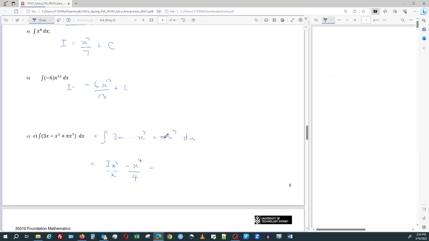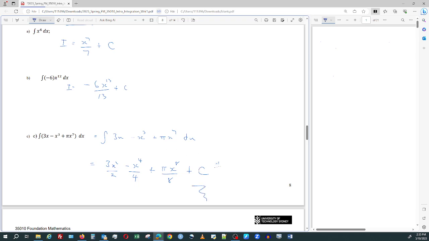Pi is not a variable, it's a constant, so it stays as a constant. x7, 7 goes up and under. Sorry, I don't know why I did that, but you'll go away, we're not ready to finish yet. So we've got plus pi x up and under 8 on 8, and don't forget your plus c. Very, very important. Okay, don't forget your plus c.